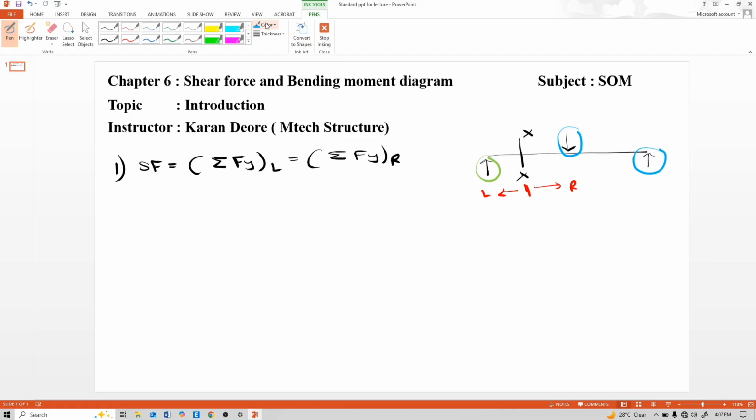So for the right side forces we need to take summation of those forces. See, summation of Fy on the right side, and for the left side, summation of these forces, this is Fy and this is left side. So what is the sign convention for that shear force?